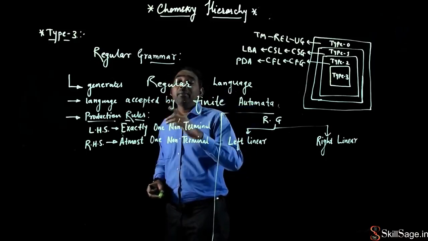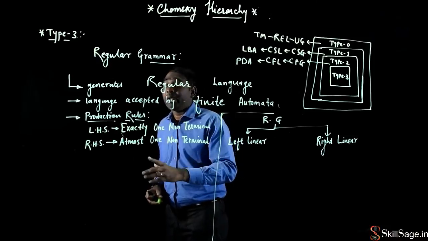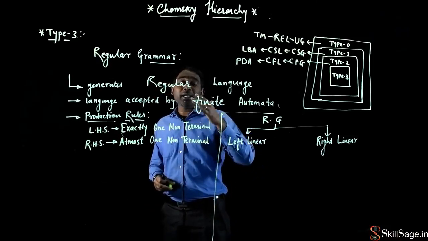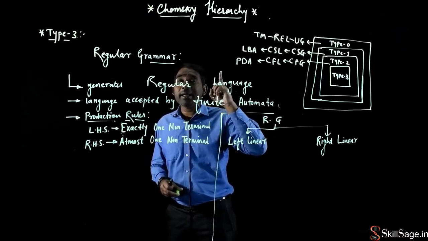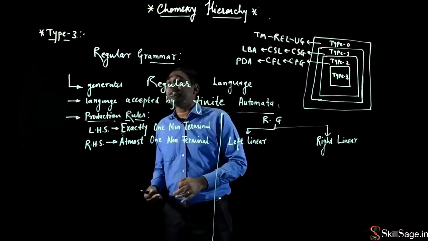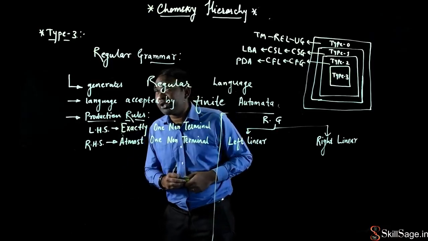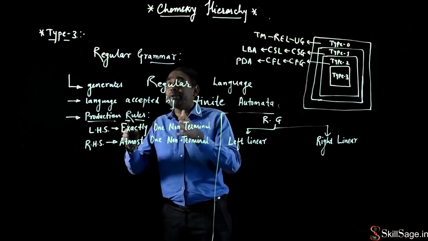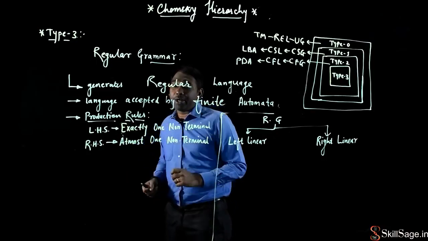That has to be there, but exactly one only. And on the right hand side, if non-terminal symbols are present, then at most one. At most one non-terminal symbol can be present on the right hand side of the production rules. So if it satisfies this rule, then I can say that this particular production rule belongs to regular grammar.